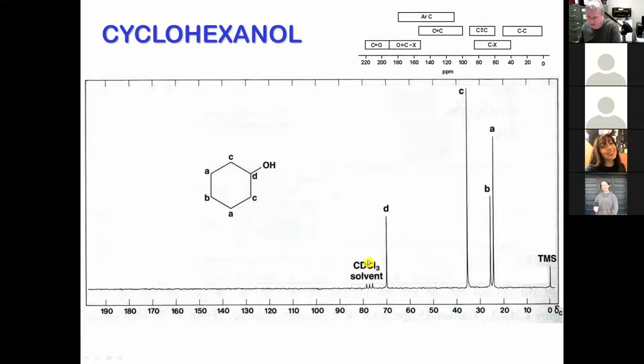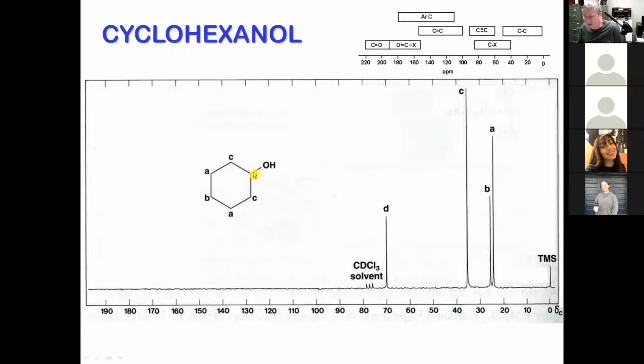CDCl3 is the solvent. I'm not going to really talk about that, but it's also weird that it's a triplet. In carbon NMR, the solvents are kind of split by deuterium, and we see this triplet phenomenon. I'm not going to get into that. That's kind of an advanced NMR topic. But TMS and CDCl3 are kind of the two standards that we see. This is the solvent that the NMR is done in.